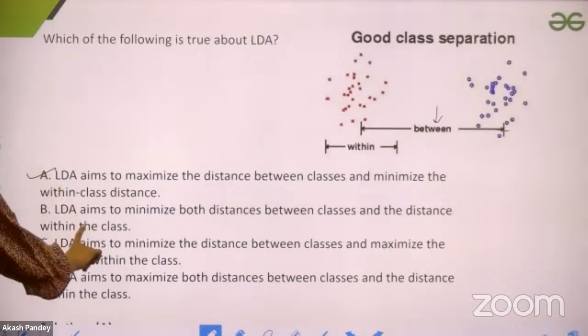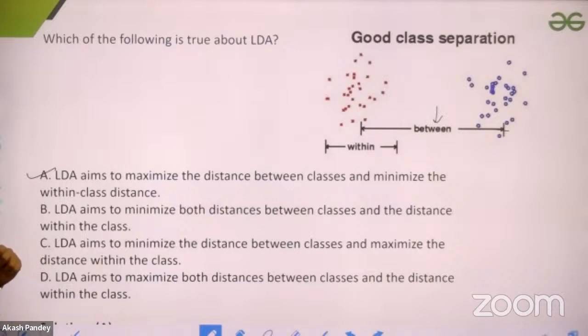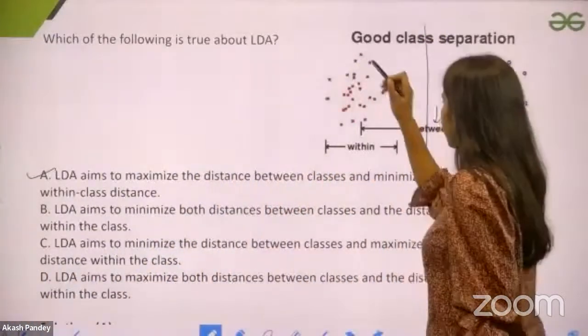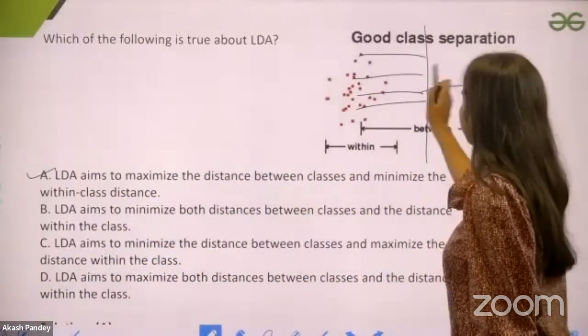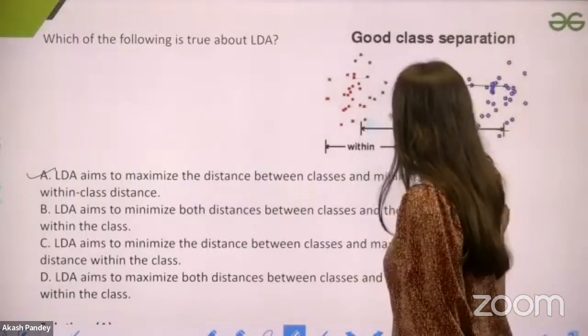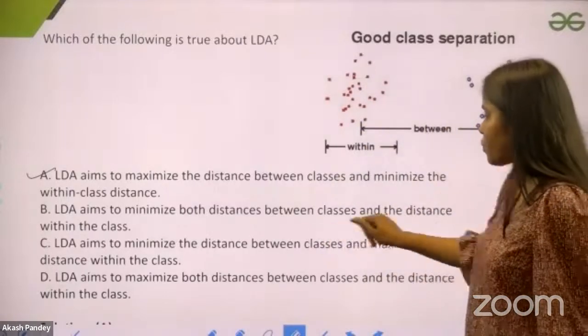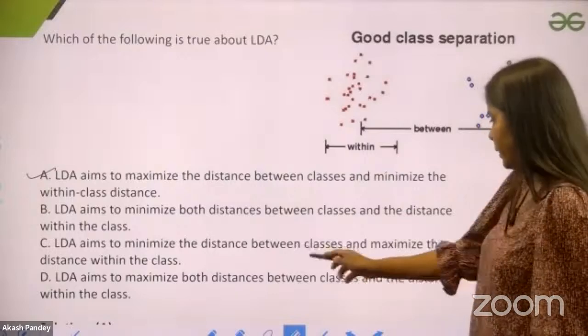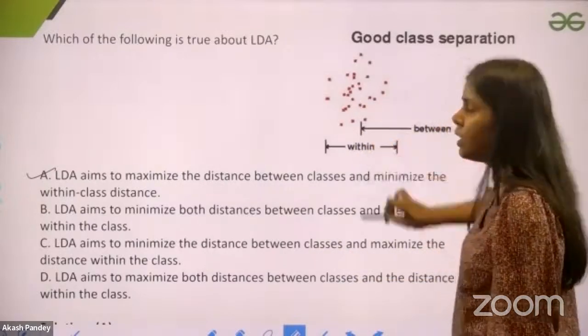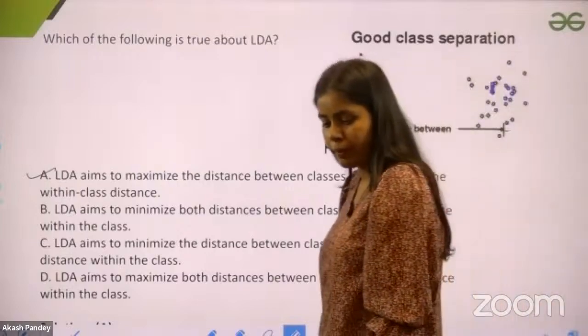LDA aims to minimize both distances. That is false. LDA aims to minimize the distance between classes. If I have to minimize the distance between classes, I'll take this direction, and all the points get projected onto this line. Now we do not have any separation, right? So that is not true. LDA aims to maximize both distances. That is also not true.